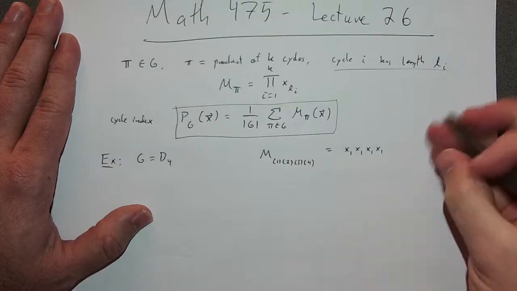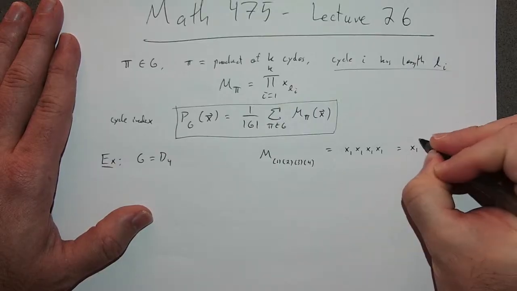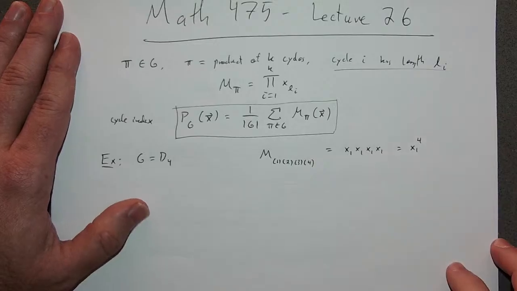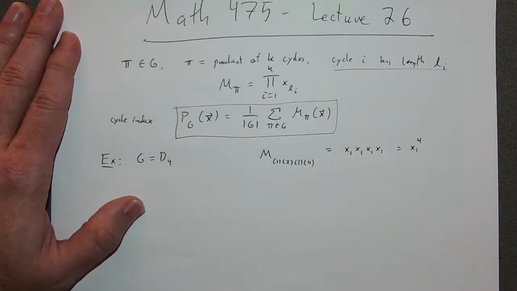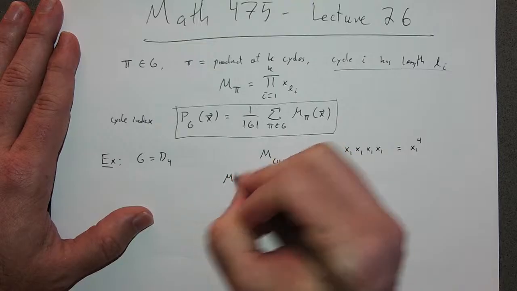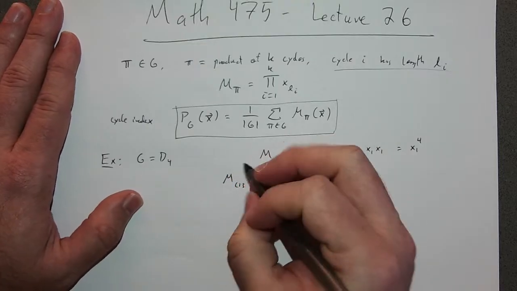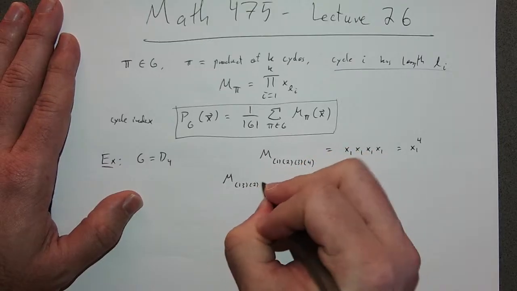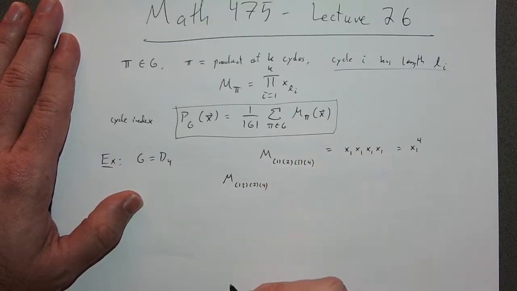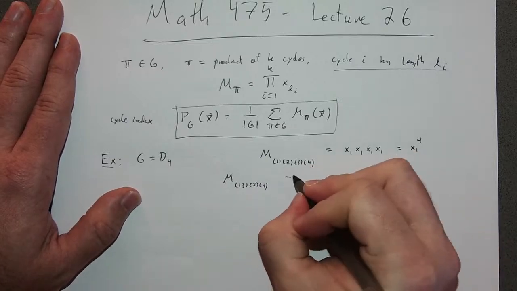Right, so this is just 4 copies of x sub 1 multiplied together, so this is x sub 1 to the 4th. Let's do the other permutations. So let's do m sub, we'll say 1, 3 is the permutation, which means it fixes 2 and 4. What is this?